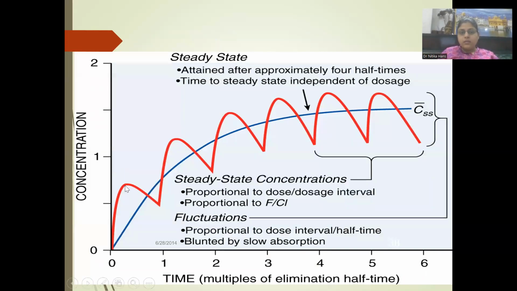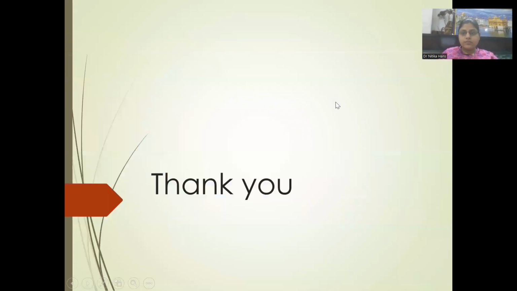Like this. This is the concentration after the first half-life. Second half-life, third half-life, fourth half-life, fifth half-life. So after the fifth half-life, the concentration is not increasing. That is the steady state plasma concentration. So this is how the steady state plasma concentration is reached.